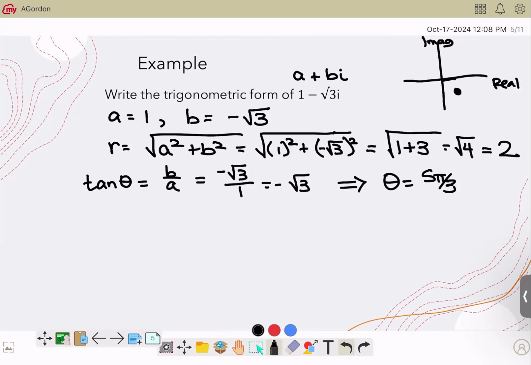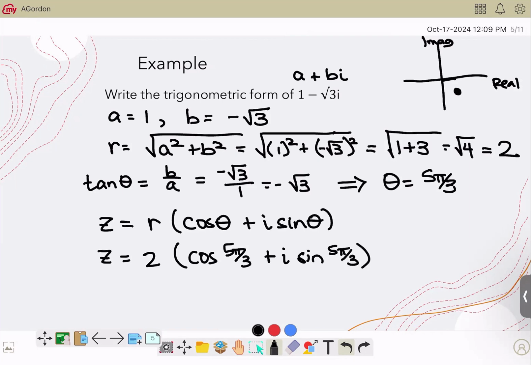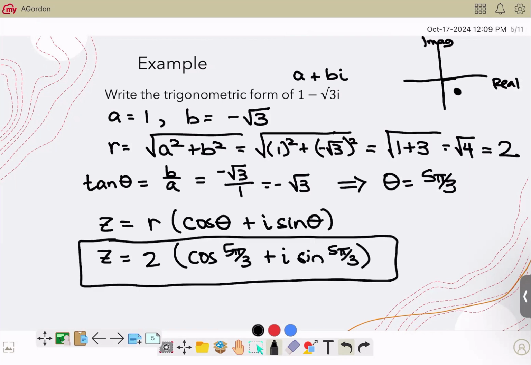Okay, so now I've got r and I've got theta, so I can rewrite the number we call z. So I'm going to say z is my complex number in trigonometric form. Let me write this template first, and we'll just fill in what we know. So it is equal to 2, our r is 2, cosine of 5 pi over 3 plus i sine of the same angle, 5 pi over 3. All right, so this is the trigonometric form of that complex number, sometimes also called polar form.